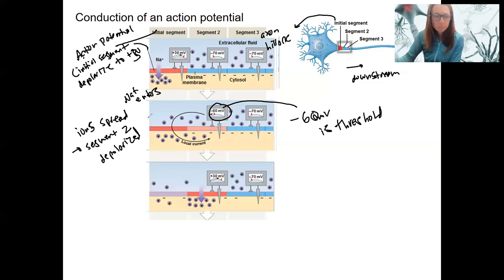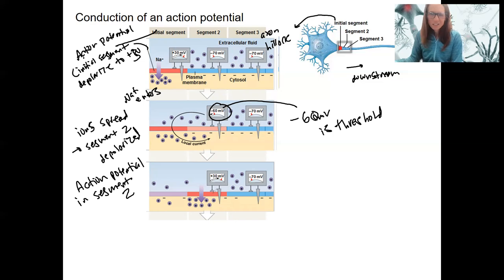Looks like this. I'm sorry. Yep, that's segment two. I hit it right. In this color coordination thing, action potential is this darkish, reddish, dark pink. Rest is blue. Let's just do that. So I'm going to pause so I can color code this quickly.